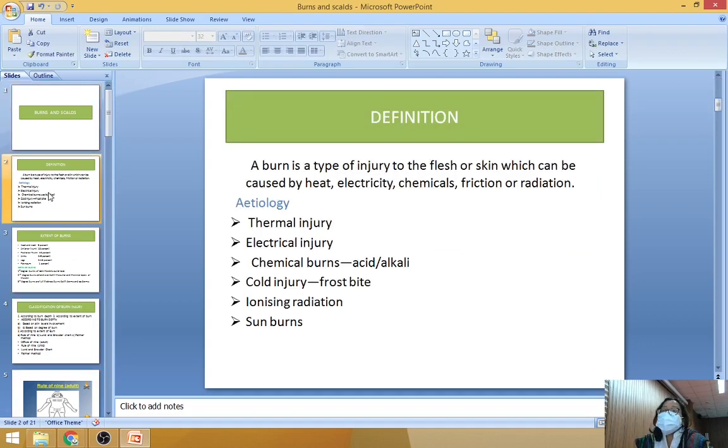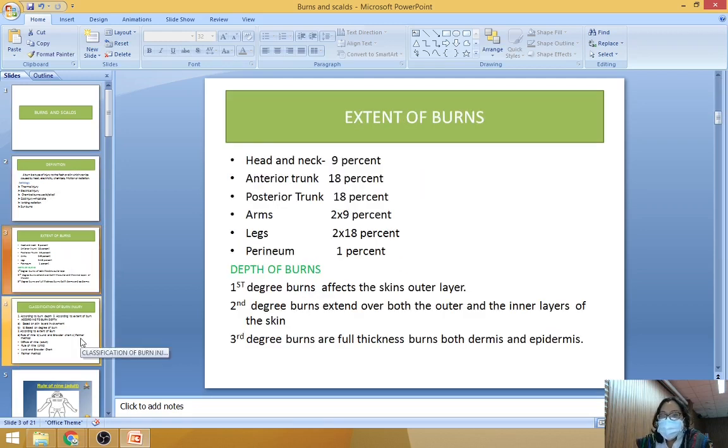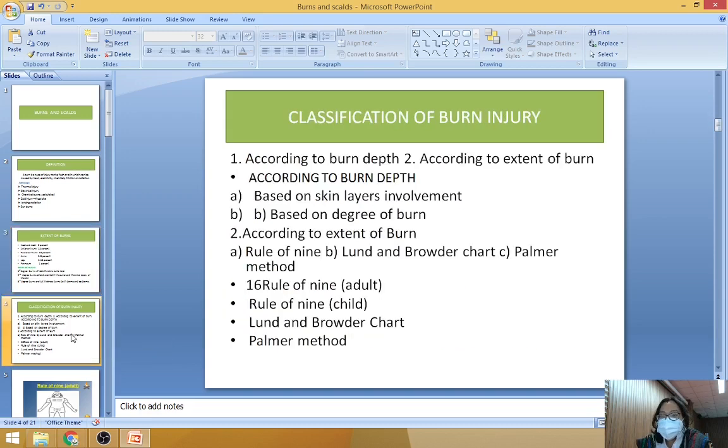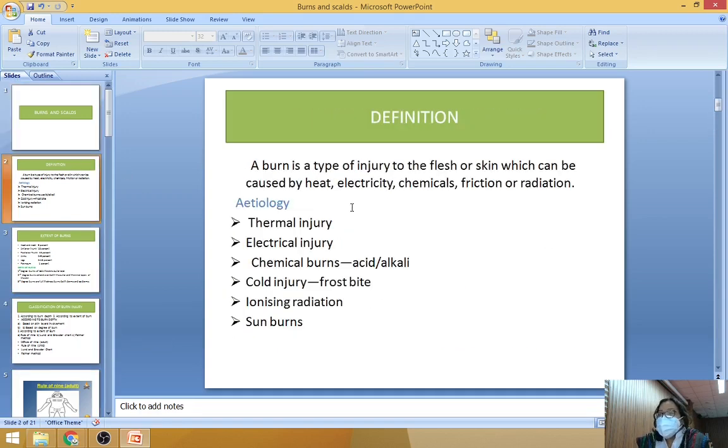Okay, I'll be starting with burns. Then the classes I have given: the definition, the depth of burn, the extent of burn and then the classification, right? Is the slide visible?